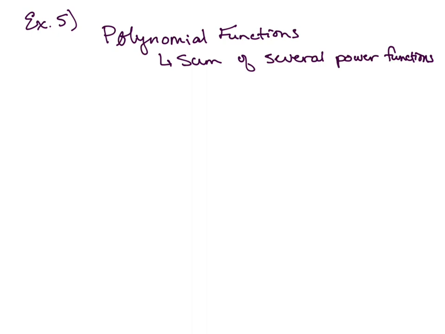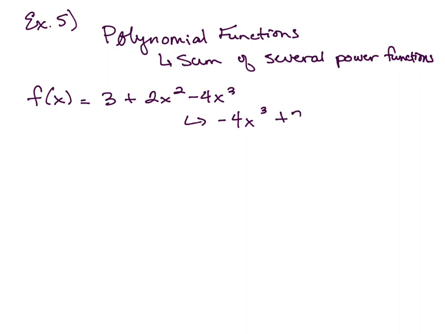Okay? So if I had something like f of x is equal to 3 plus 2x squared minus 4x cubed. Standard form says we got to put it in order from highest degree to lowest. Do y'all remember rewriting these at the beginning of the school year? So if we do that, we have negative 4x cubed plus 2x squared plus 3. Everybody good with that?